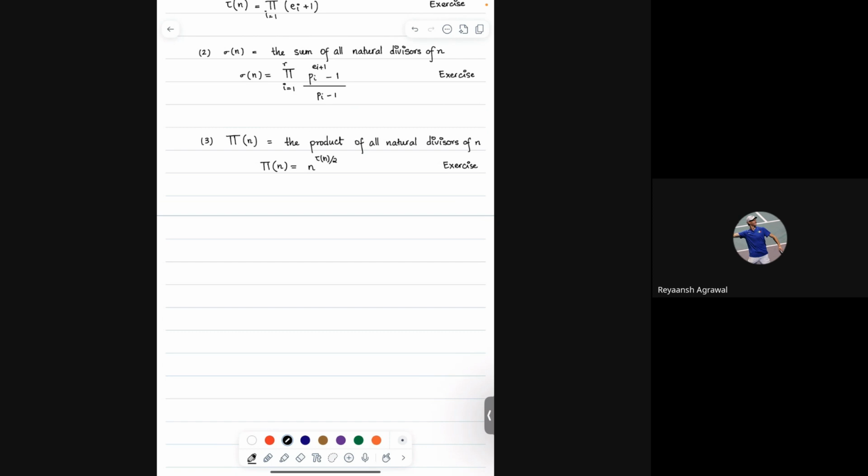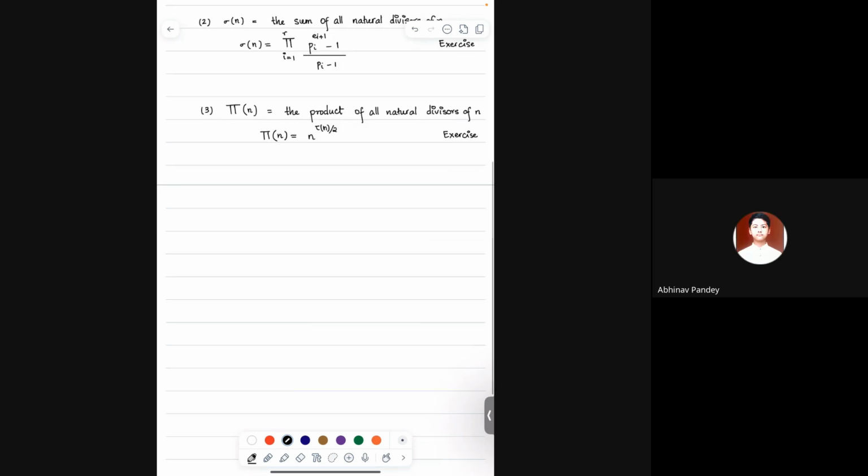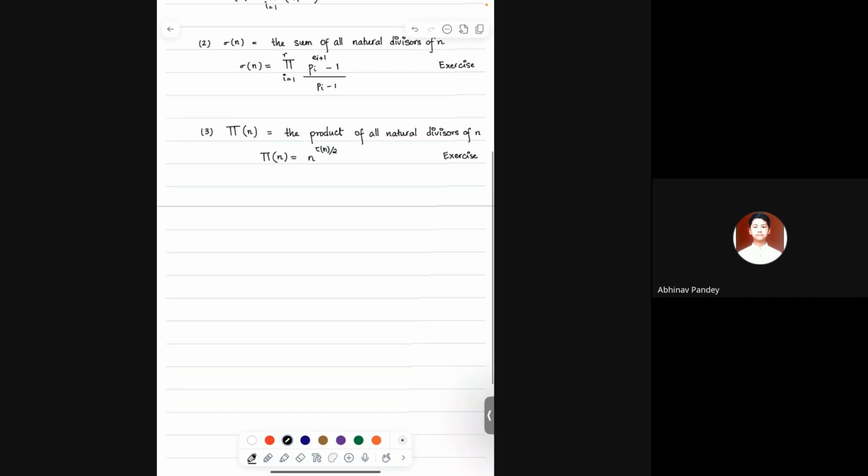Ma'am, like with 10, it doesn't suit. Like with 10, tau of 10 is 3, right? No, it's 4. Right? Because it's 1, 2, 5, 10. Oh, 10 is a divisor of 10. Okay, yeah.